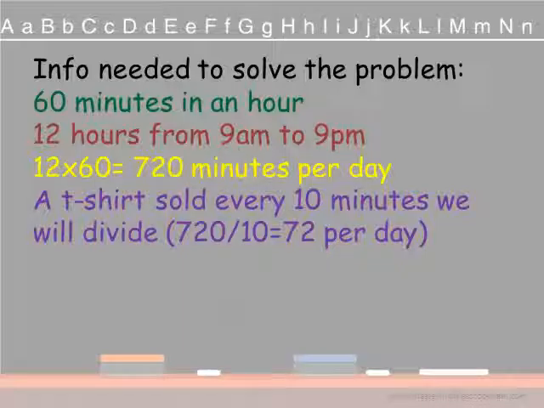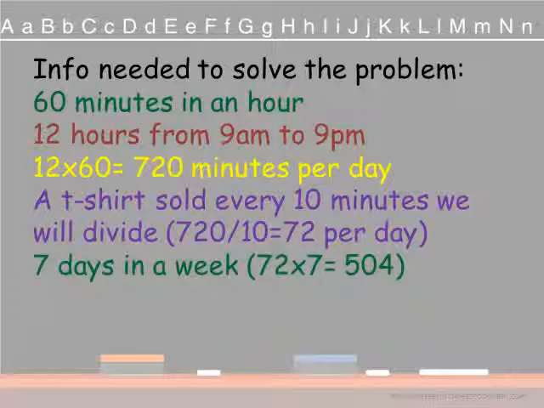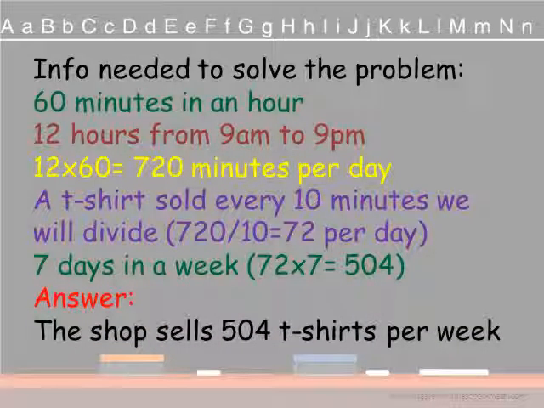Are we finished? Well, no. The question said how many per week. So we need to know that there's 7 days in a week. 72 t-shirts per day times 7 days gives us 504 t-shirts. The answer to the question is the shop sells 504 t-shirts per week.